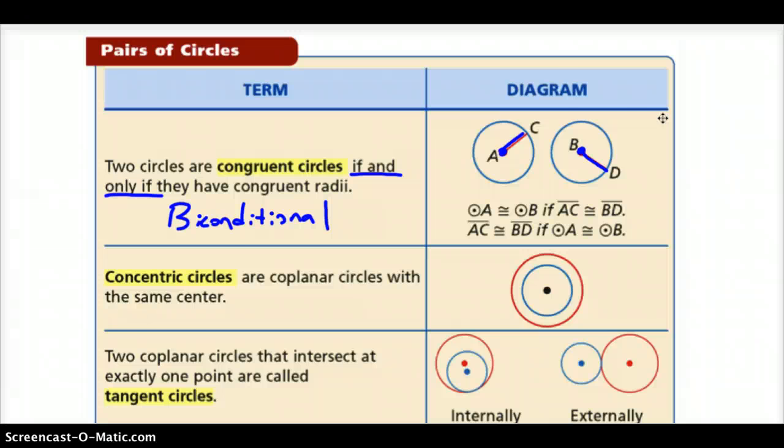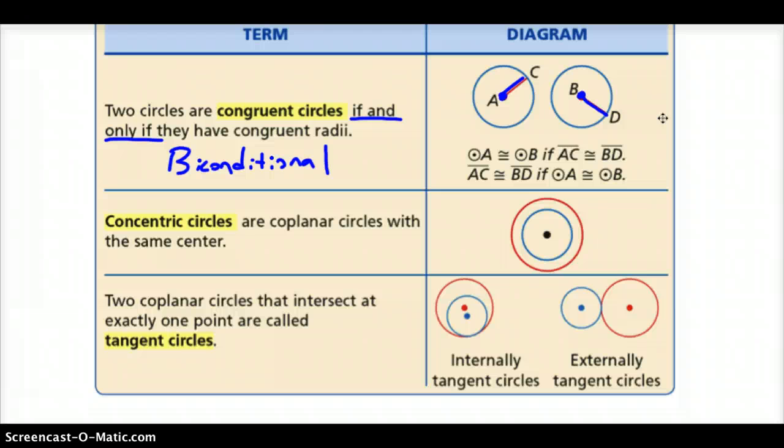Moving on, concentric circles. Make sure you get these in your notes. Concentric circles are coplanar circles, meaning they're on the same sheet of paper, not a piece of paper that's above or below the other one. Concentric circles are coplanar circles with the same center. You can see that the red circle and the blue circle have the same center, so they're considered concentric circles.